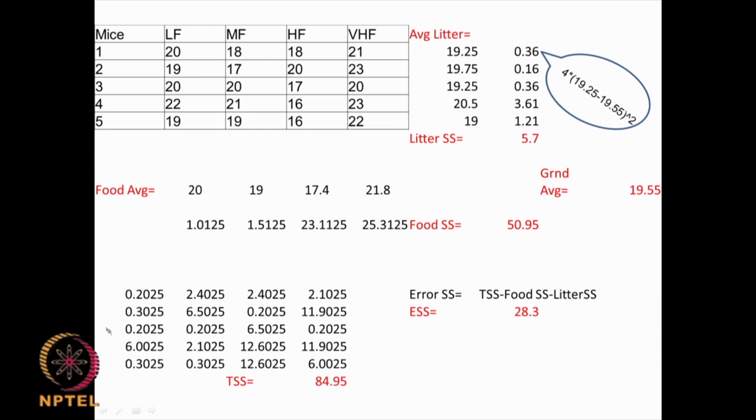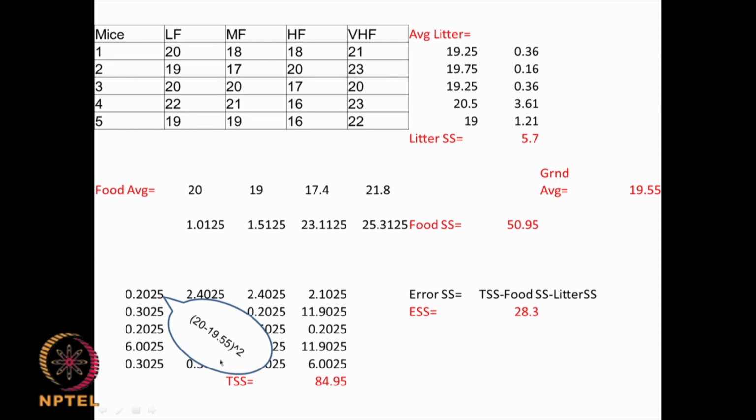How do I calculate the total sum of squares? From the grand average I subtract each one of these terms and square it: 20 minus 19.55 squared, 19 minus 19.55 squared, 20 minus 19.55 squared, like that, and then add up all the terms. I will get the total sum of squares. So, we have the food sum of squares, one based on litter, and the total sum of squares. If I subtract the food sum of squares and litter sum of squares from the total, I should get the error sum of squares, which comes to 28.3.